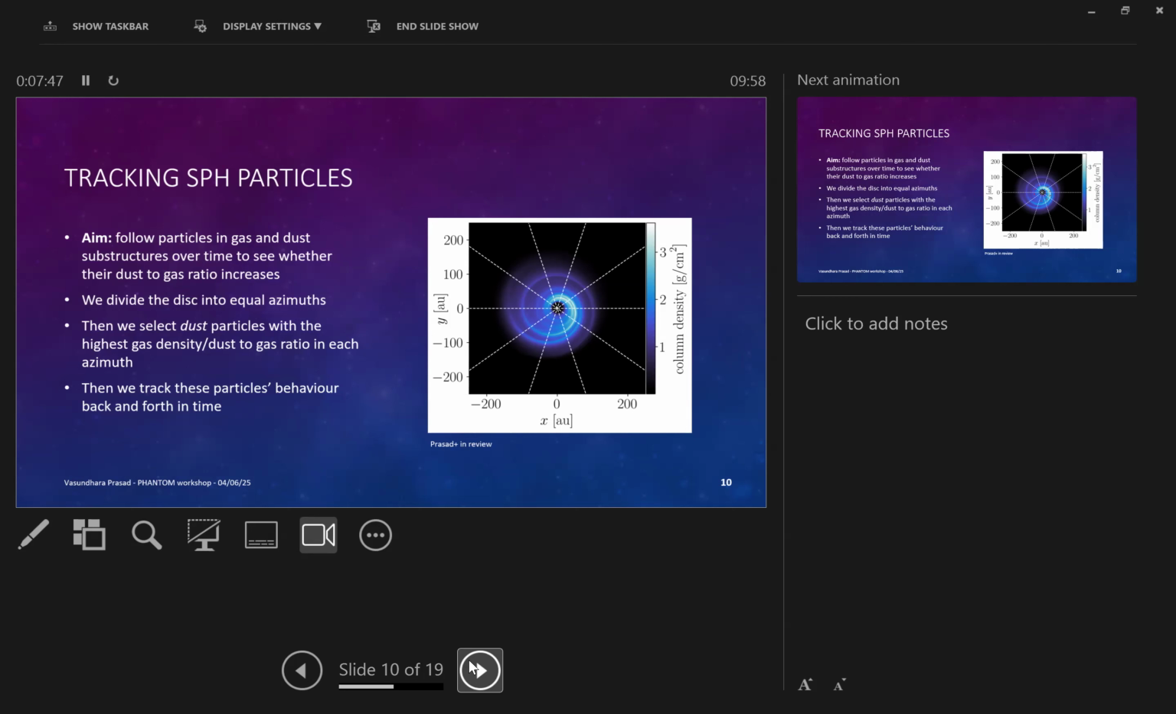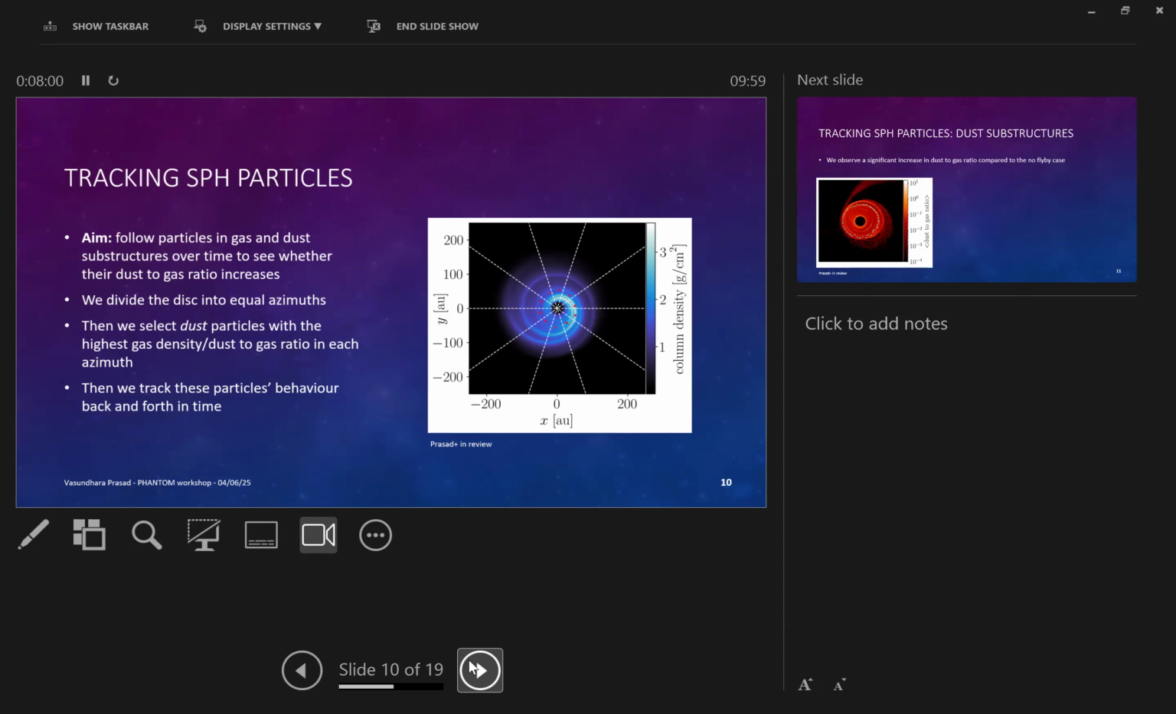And then what we're going to do is select dust particles within the substructures. And if we're looking at a gas spiral like we are here, we'll select dust particles with the highest interpolated gas density in each azimuth. And if we're looking at dust substructures instead, then we're going to select dust particles with the highest dust to gas ratio in each azimuth. And then we've got our set of particles to track, and we're going to just trace their behavior back and forth in time. So what actually happens?